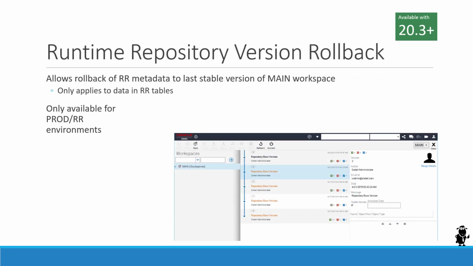Also in 20.3, Oracle made the Runtime Repository version rollback publicly available. This is for runtime repository environments, so test and production, and allows administrators, through the workspace dashboard, to roll back to prior stable versions of the main workspace or activate the current version.